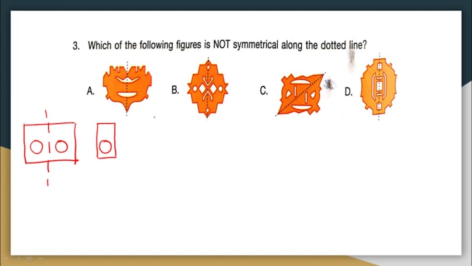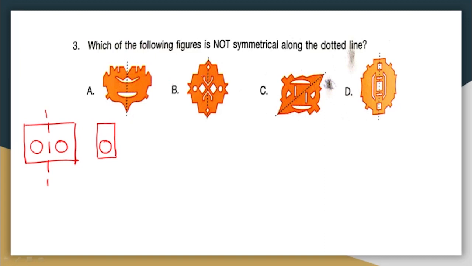So what you have to see here is that if you fold the figure along this dotted line, you have to see if both the sides will be identical or will they overlap correctly. So check. Look at the first option. Yes, if I close it along this dotted line, definitely the first option, both the sides will overlap correctly.